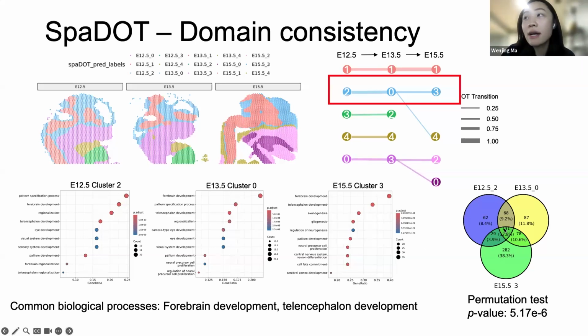We do notice there is a high overlap between the 3 of them, where we performed a permutation test. The p-value is significant. We also noticed another interesting thing: for the earlier stage, there are not many time point specific functional gene enrichment terms, but later on for 15.5, there are more of them, indicating the regions are more specified, from my understanding.